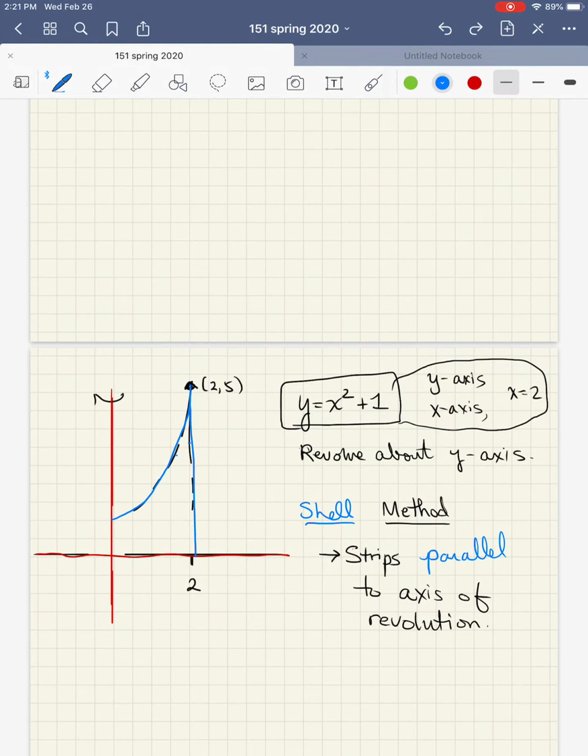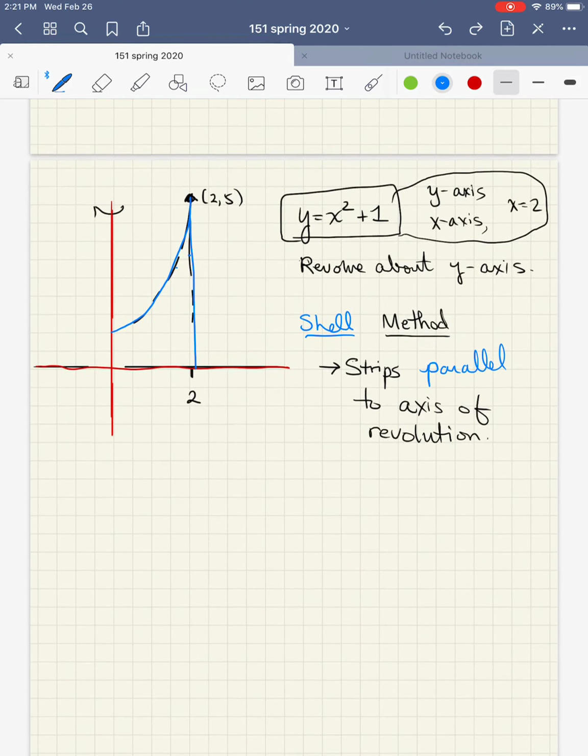If you haven't watched the first one called the washer method, I would go ahead and do that. We're going to be doing the same problem here. We've got this region here, I'll shade it in green. We're going to take that and revolve it around the y-axis. We're going to do that revolution, and in this video, we're going to use the shell method.